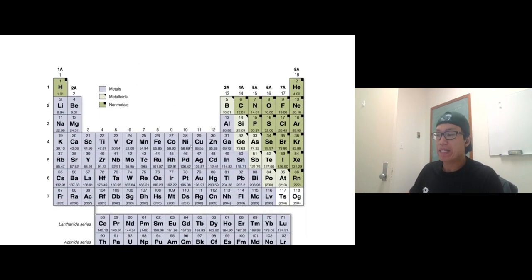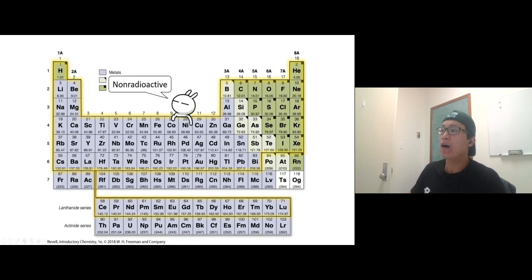If you look at the periodic table, one more time, these are non-radioactive elements, except we have technetium 98 and promethium 145. These two are synthetic elements. Their nuclei are not stable, so they are radioactive.